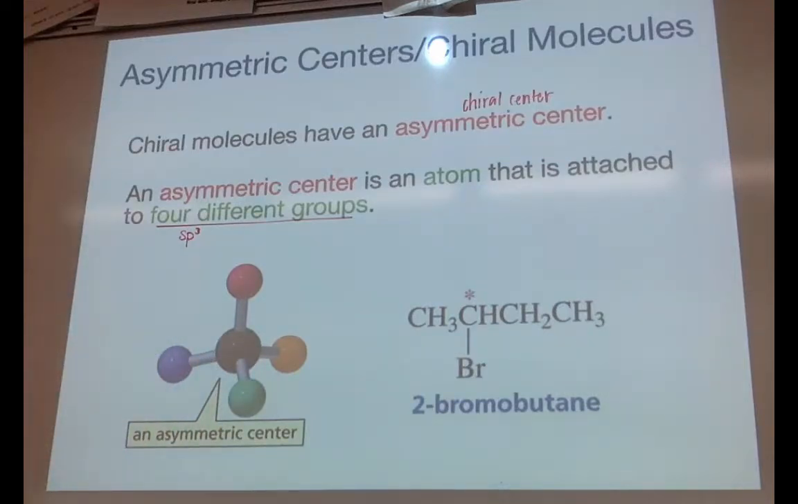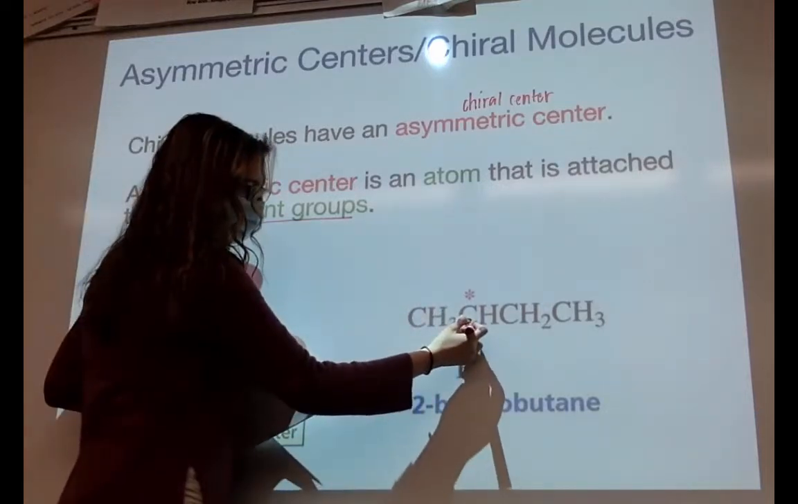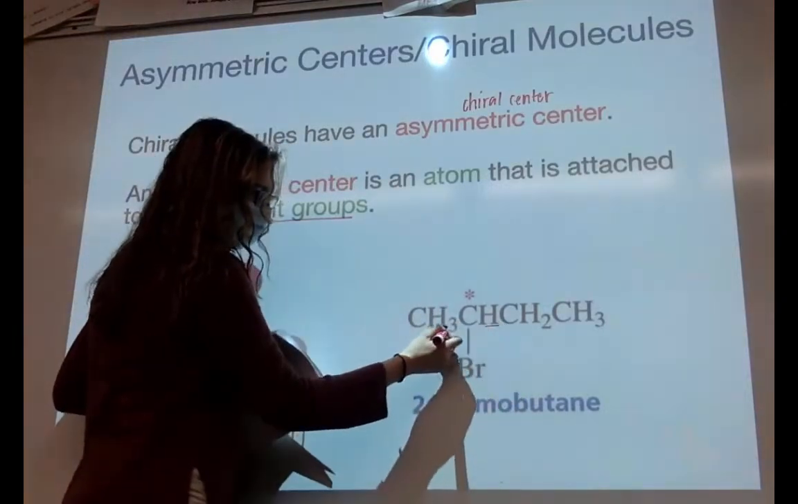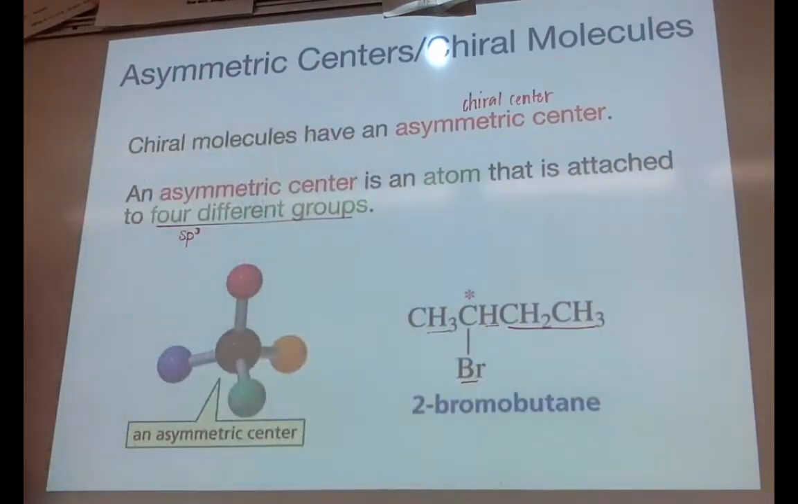It shows an example here of 2-bromobutane. All right, so here's a carbon. It's attached to a hydrogen, a methyl, an ethyl, and a bromo. Those are 4 different groups. So this carbon, this central carbon here, is a chiral center. It has to be attached to 4 different groups in order for it to be a chiral center.